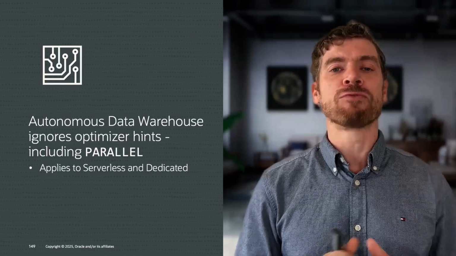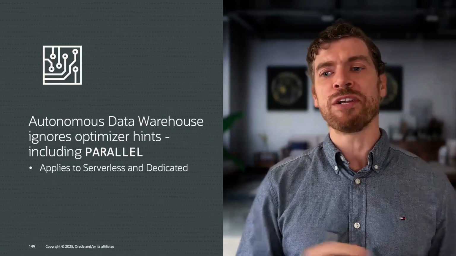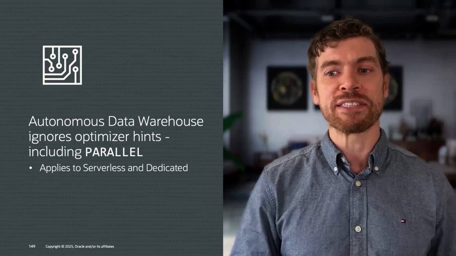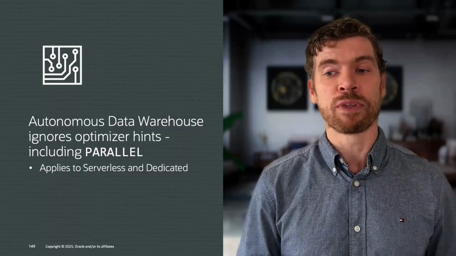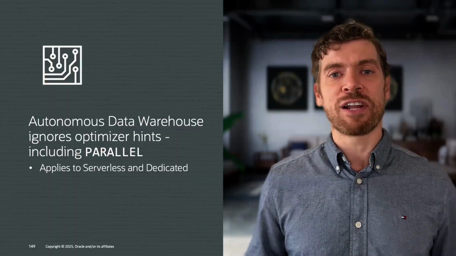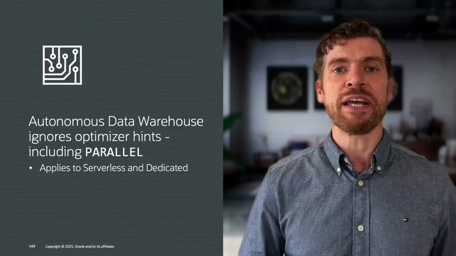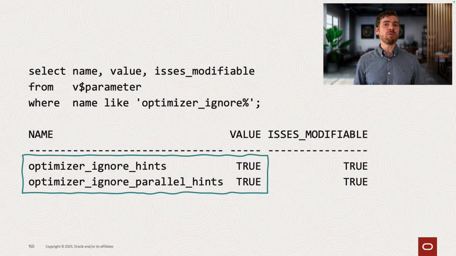First of all, in Autonomous Data Warehouse, we totally ignore all the optimizer hints, including the parallel one. This applies for the serverless and dedicated in ADW. We don't do that for ADB. The way we control that is using those two parameters, which default to true in ADW but default to false in ADB, which are optimizer_ignore_hints and optimizer_ignore_parallel_hints.